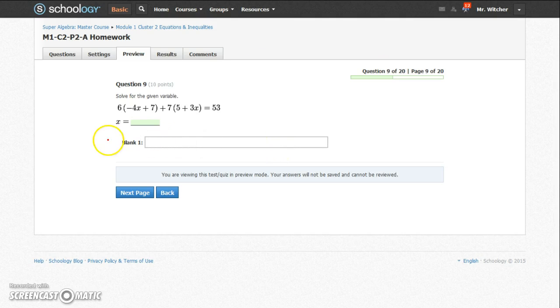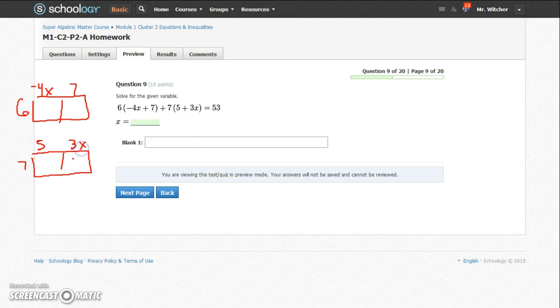Question 9. Two distributions again. Set up my boxes. 6 times negative 4x, positive 7, and 7 times 5 plus 3x. 6 times negative 4x is negative 24x. 6 times 7 is 42. 7 times 5 is 35. 7 times 3x is 21x.